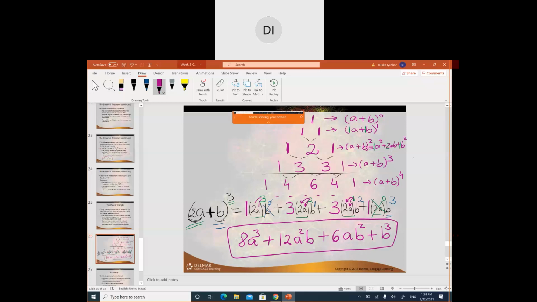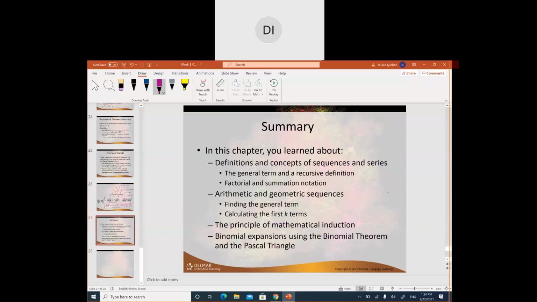Any questions? Okay? So that concludes pretty much everything we have for today. We'll learn about definition and concepts of sequences, series.